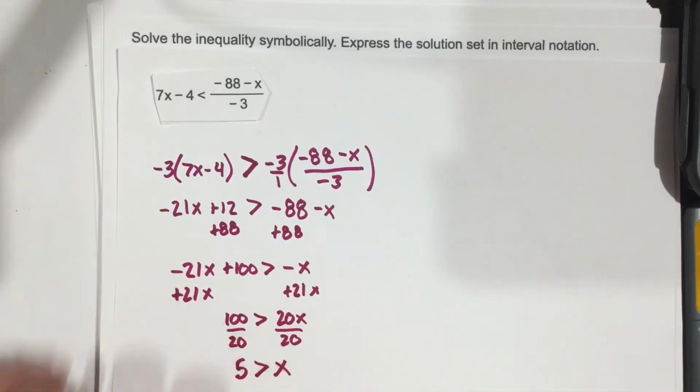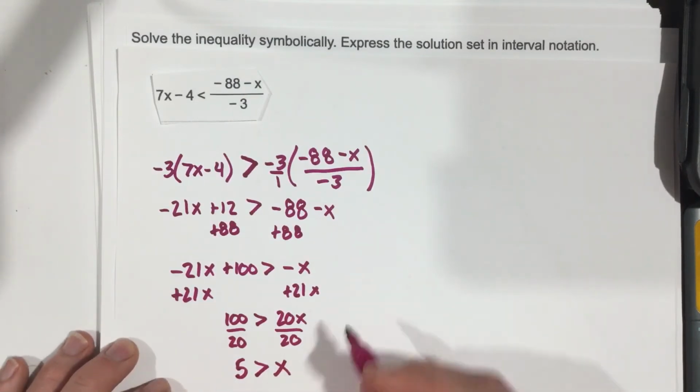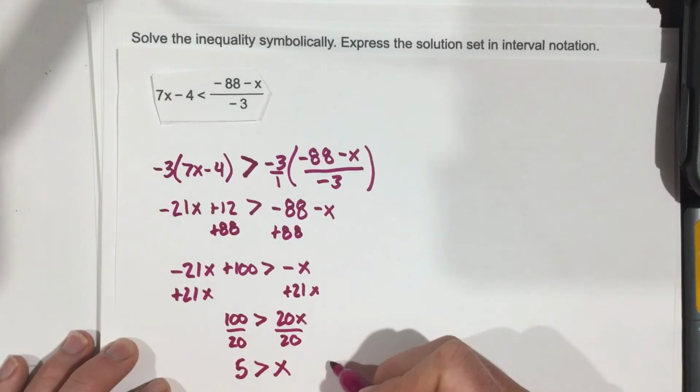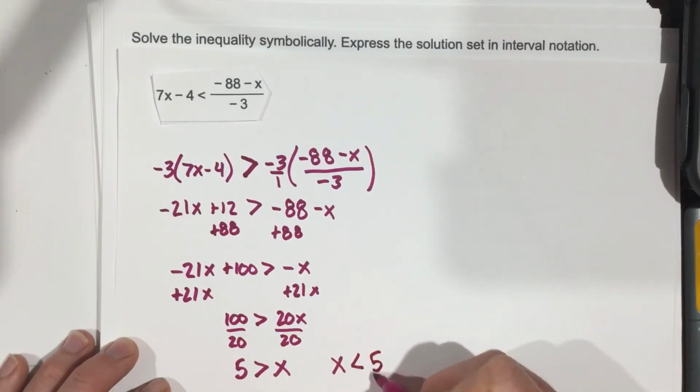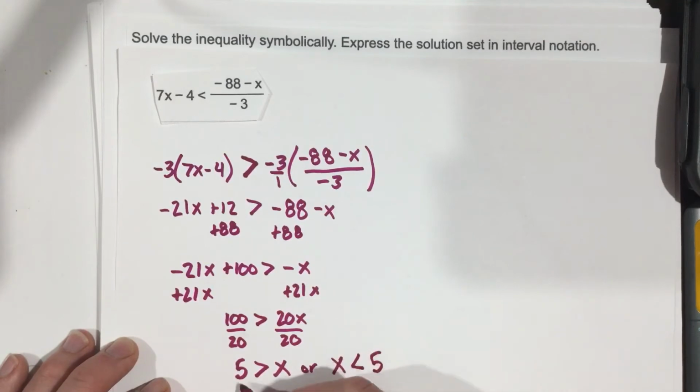Now I like to rewrite this so that x is on the left side. But if I do that, I'm just going to take the whole thing and flop it over. So I'm going to say x is, and I'm going to make sure that the less than part is pointed toward the x. So less than 5. 5 greater than x, or x less than 5. So x less than 5.